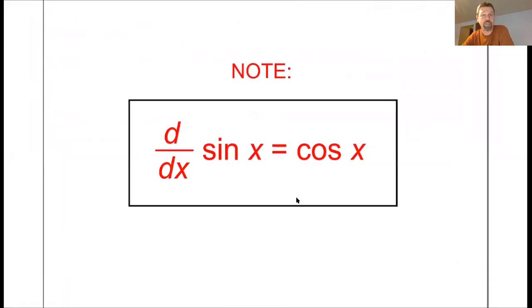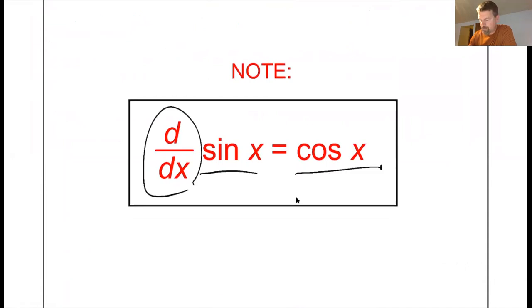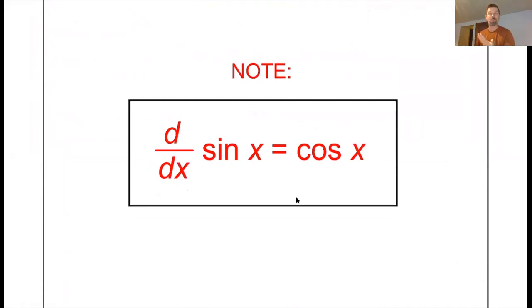All right, so here's my note. d/dx, don't forget that stands for derivative. The derivative of sine is equal to cosine. You are going to want to write that down, put it somewhere in your notes, maybe on a flashcard to memorize it, with derivative of sine on one side and cosine on the other.